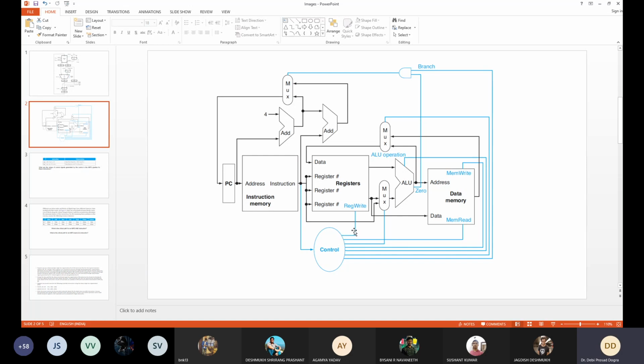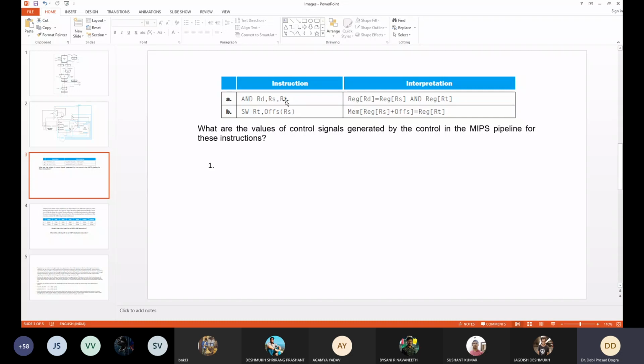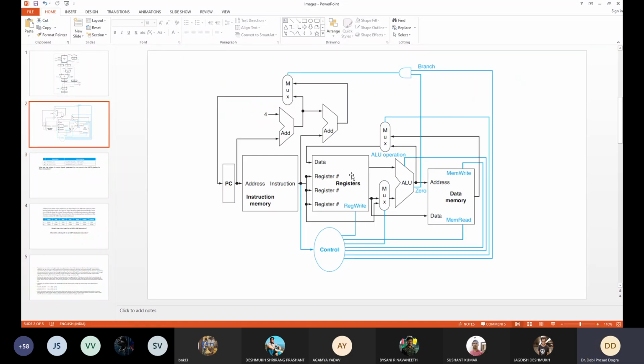So register write, this signal will be activated first, during the operand fetch instruction. Okay, operand read stage, second stage. So the values of the registers, which is in this case RS and RT, will be put on the data ports of register file. So one will go here, another one will go here.